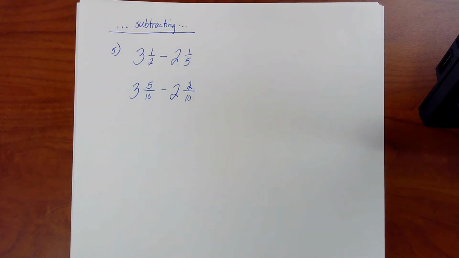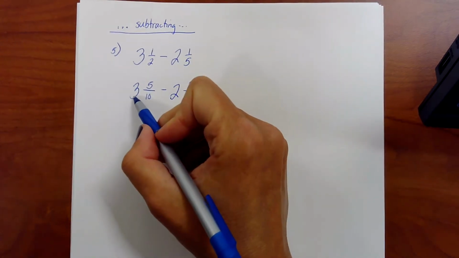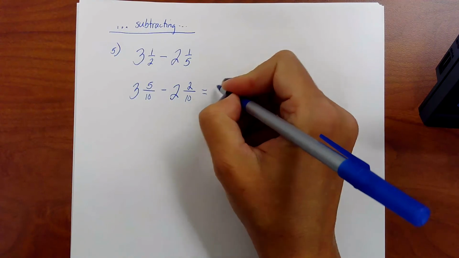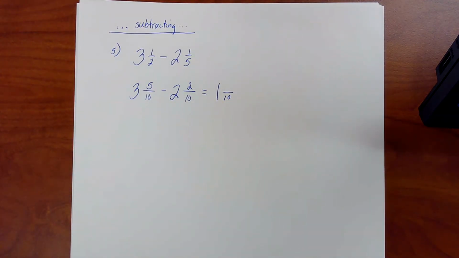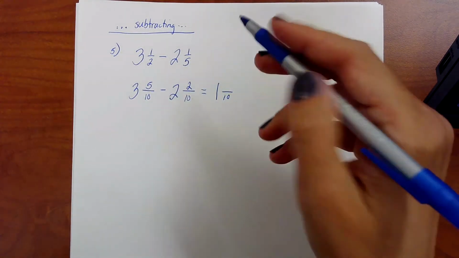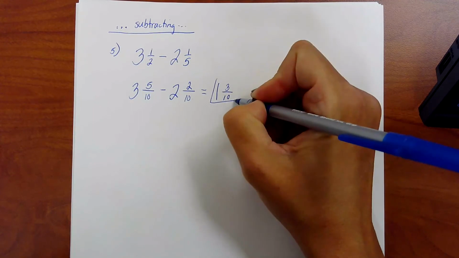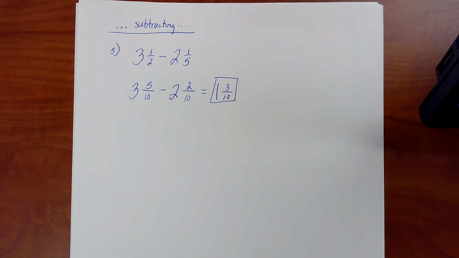All right, so now we can just subtract here. The whole numbers first. 3 minus 2 is 1 whole. Again, keep the denominator, and then subtract the numerators. 5 minus 2, 3, and you're done. Not bad.